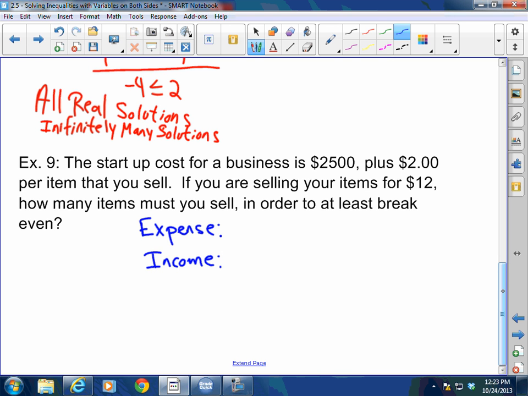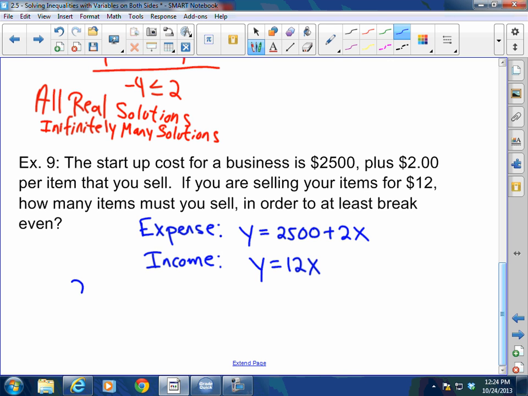Your expenses are your costs. The startup cost for a business is $2,500. So y equals 2,500 plus $2 per item you sell, x. Okay? And then your income. If you are selling your items for $12 each, well, your income would be y equals 12x. Does that make sense, guys? You have an expense and you have an income. They want to know, where is your break-even point? When is it going to at least break even?